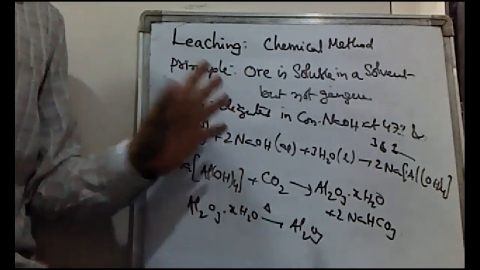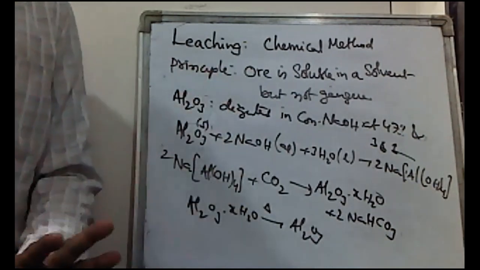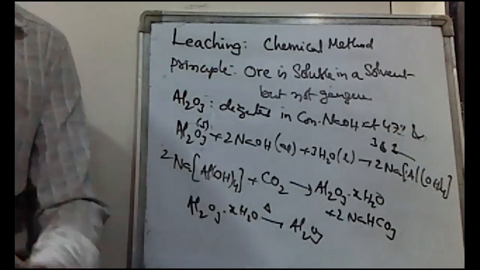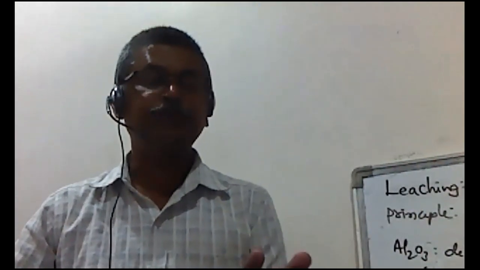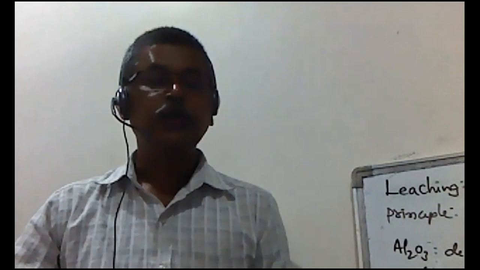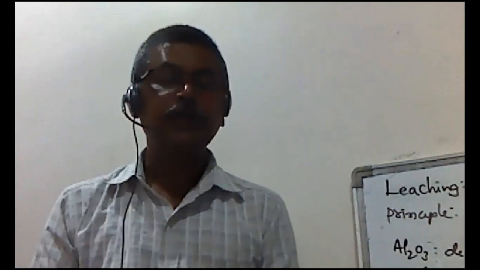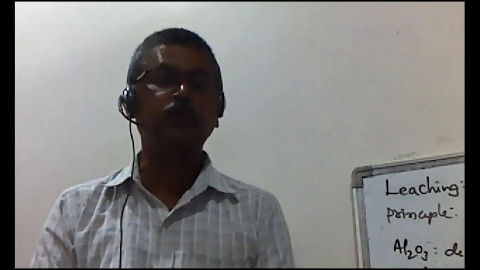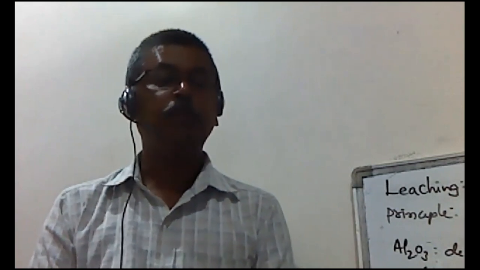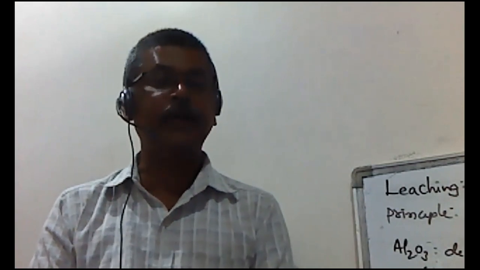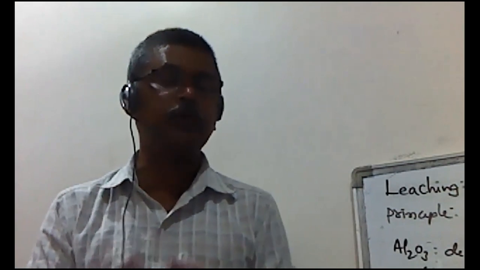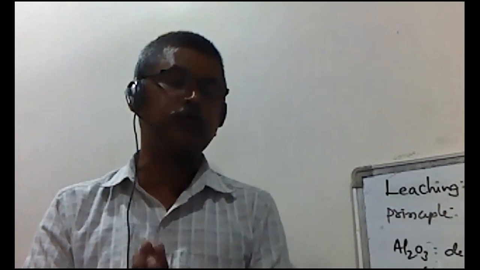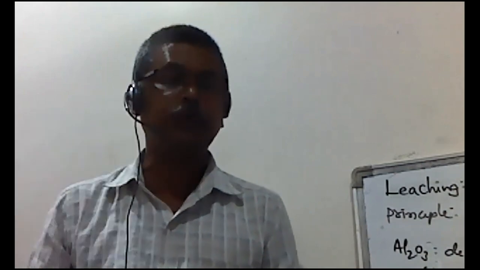So this is the method involved in the purification of bauxite ore. This is one of the important concepts in the general principles of metallurgy, that is, concentration of the ore. It is useful from an objective point of view also. The impurities present in the bauxite ore are what? Oxides of titanium, iron, and silicon. And how is it leached out? What is the principle involved? The ore is soluble in a suitable solvent, but not the gangue. Then only we use this method.